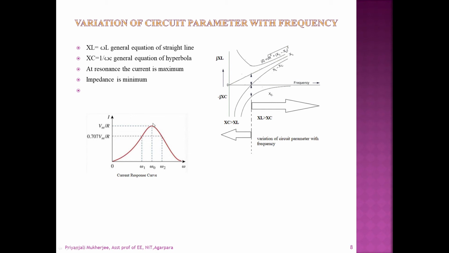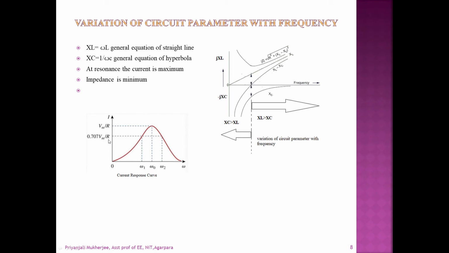And next is the current response curve, and here on the x-axis omega is varying and I is on the y-axis, and at the resonating frequency, the current is maximum, and it is denoted by Vm divided by R. Next we are considering two other frequencies, omega 1 and omega 2, and these are identified in such a way that the current at these points, where the total maximum current is Im, becomes Im by root 2, or it can be written as 0.707 Vm divided by R. In both cases, the current is Imax by root 2 and the voltage is Vmax by root 2.